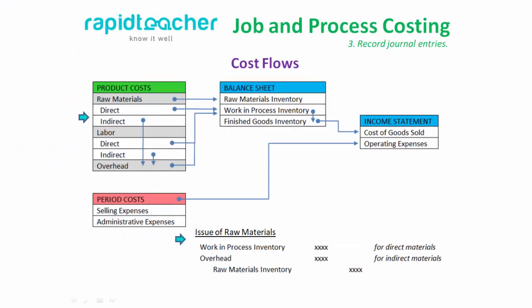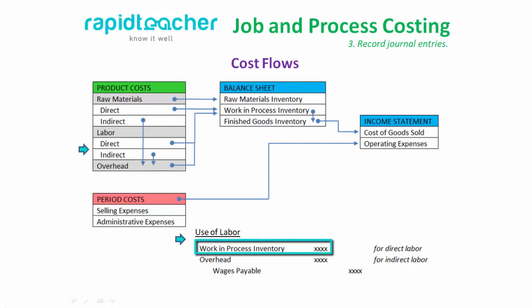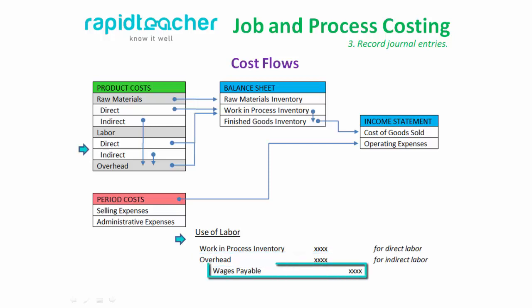The issue of raw materials from the storeroom to production based on a material requisition is a debit to work in process inventory for direct materials and a debit to overhead for the indirect materials, while reducing raw materials inventory with a credit. The use of labor based on time tickets is a debit to work in process inventory for direct labor and a debit to overhead for indirect labor, while recognizing a liability if unpaid, or if paid, a credit to cash.